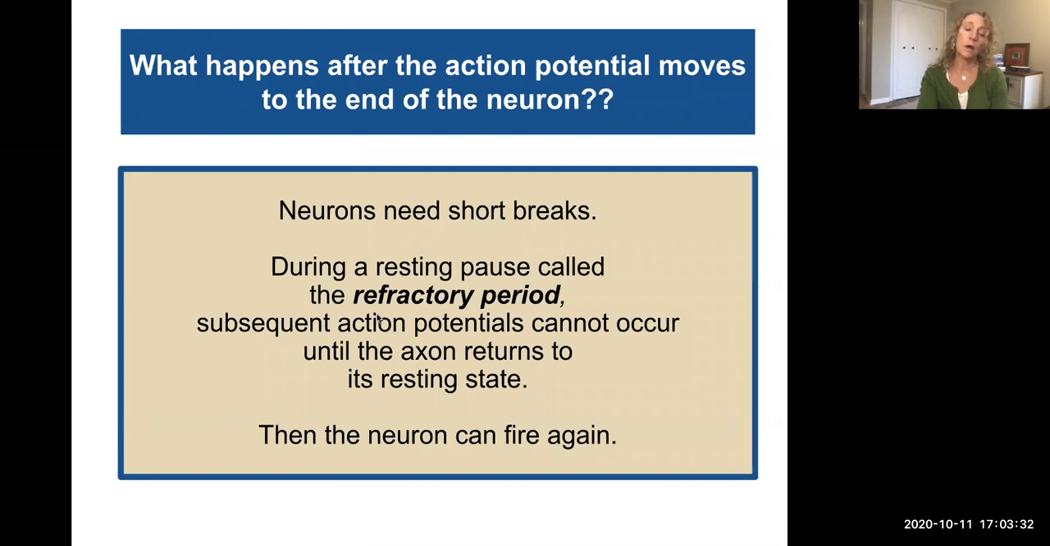So one other important thing about this action potential process is that there's this phase we call the refractory period, where another action potential, another impulse, can't happen yet because it's recharging, it's resting, it's getting ready. So it says subsequent action potentials cannot occur until the axon returns to its resting state. So it's kind of like the recharging time.